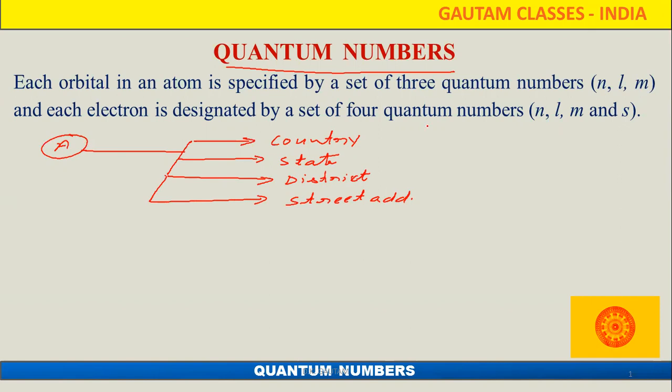So it is the same thing with the electron in an atom. If we want to know everything about the electron in an atom, we should know about the four types of quantum numbers. What are they? Principal quantum number, azimuthal quantum number, magnetic quantum number, and spin quantum number. One by one, we are going to study all these types of quantum numbers.